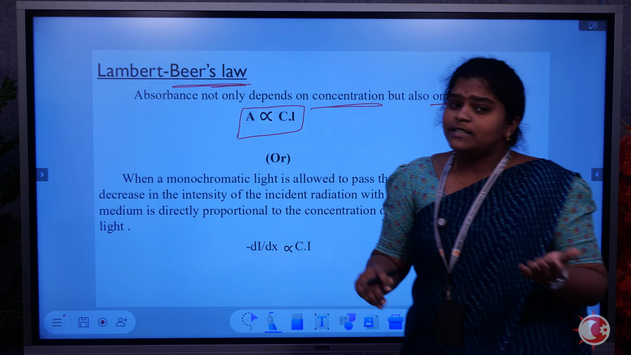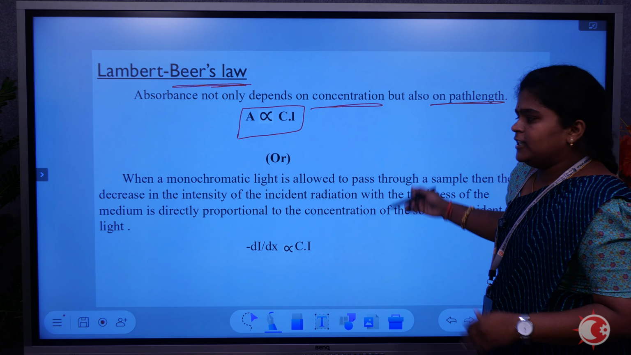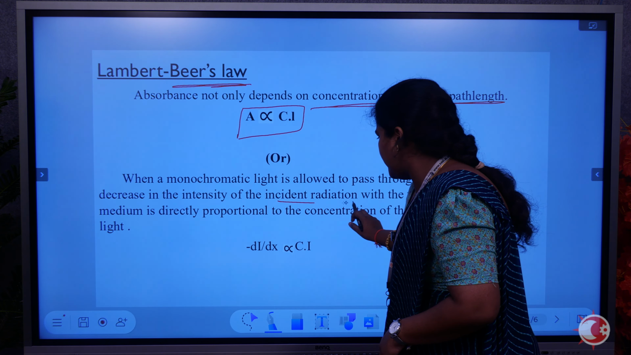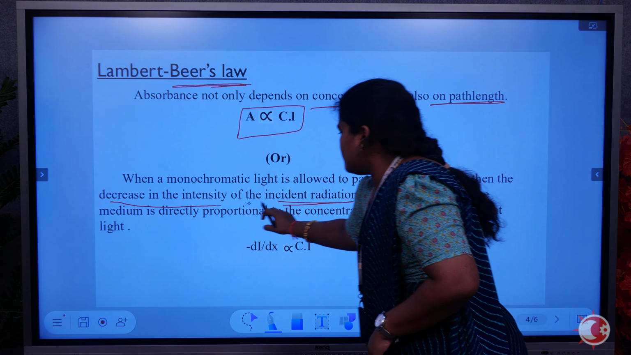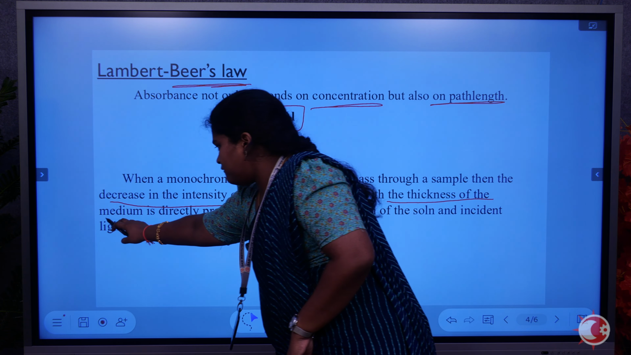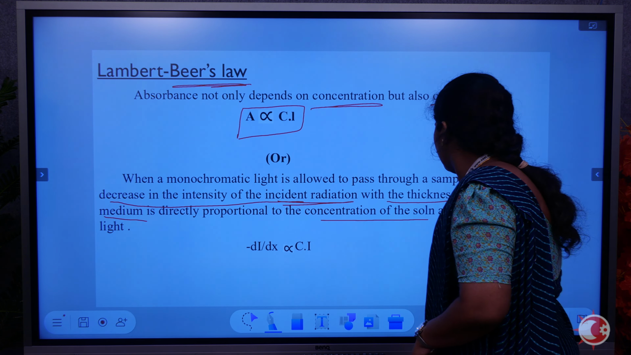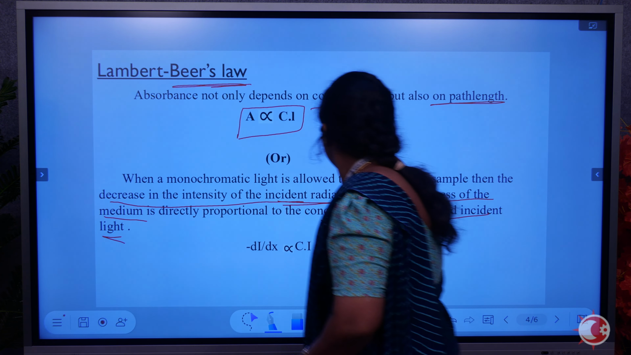This can also be stated as: when a monochromatic light is allowed to pass through a sample, the decrease in the intensity of the incident radiation with the thickness of the medium is directly proportional to the concentration of the solution and incident light.